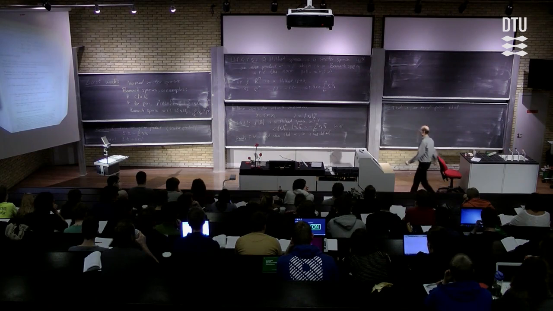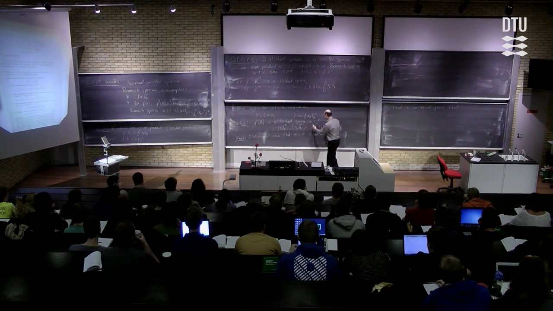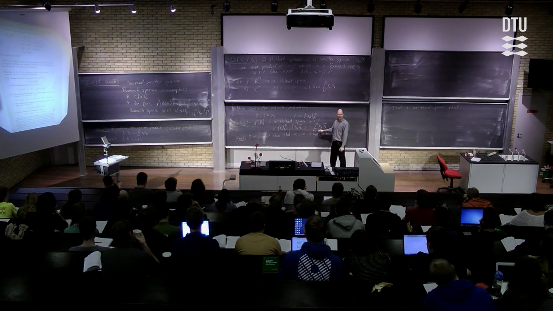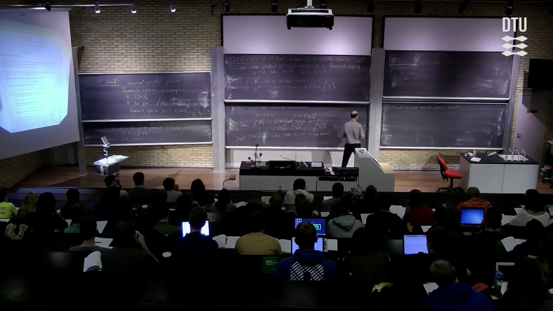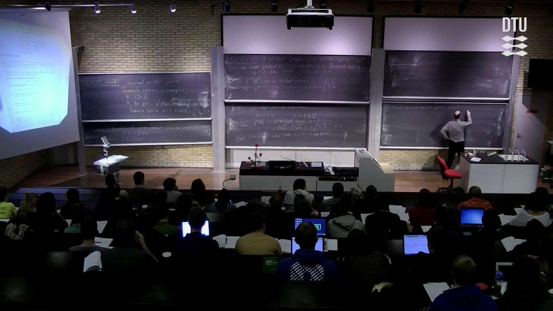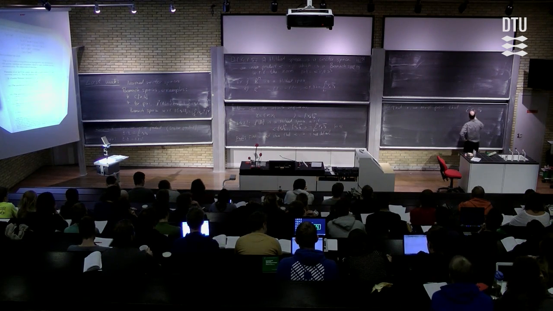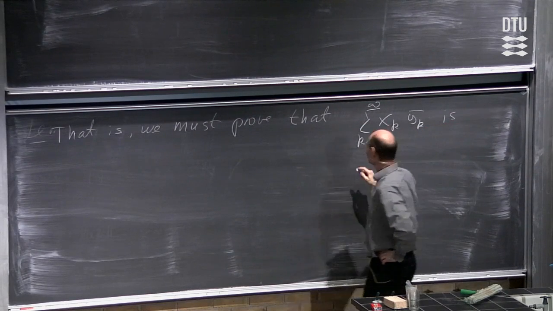So in order to say that by this long and complicated symbol, we mean exactly this, in order for this to make sense, we need to show that this series is convergent. Because otherwise this does not make sense. So we must show that the sum x_k, y_k, complex conjugated, k from 1 to infinity, is convergent.